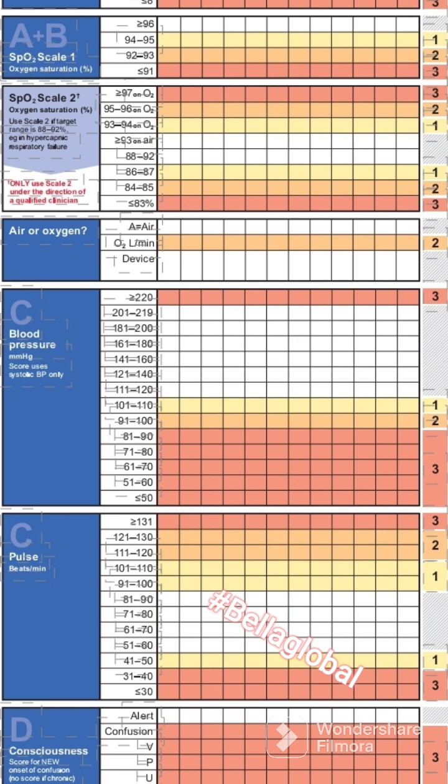Now, example 2. If the blood pressure was 108 over 54. Remember, we work with the systolic BP. 108 falls in the range of 101 to 110. And that shows it's in the yellow zone, which is a 1. Okay? I would encourage us to get this chart. You can download them. You can use it to practice. It will do you a whole lot of good.